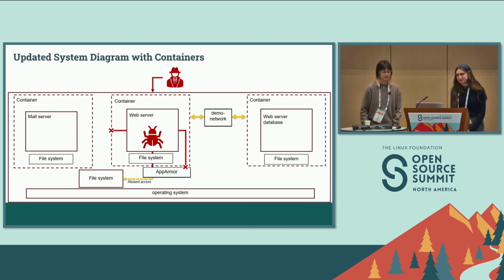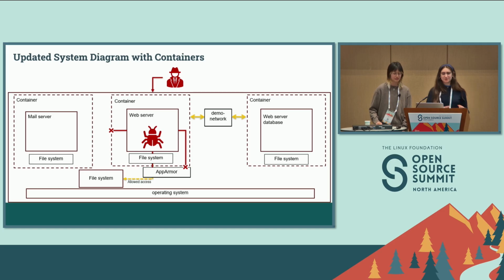So now if we update our system diagram to show containers, we can see there's a lot more isolation enforced in our system. So our mail server now exists in its own container, our web server exists in its own container, and so does the database that our web server uses to store usernames and passwords. And each of these containers has its own files that it can access, which allows us to have a more secure system and hopefully prevent any web server interference with the mail server.